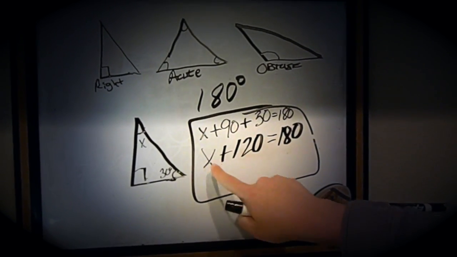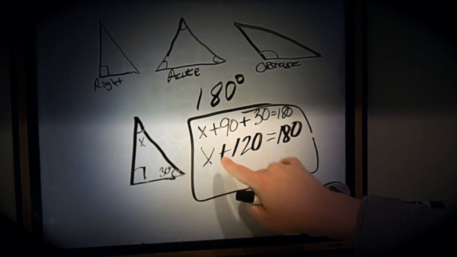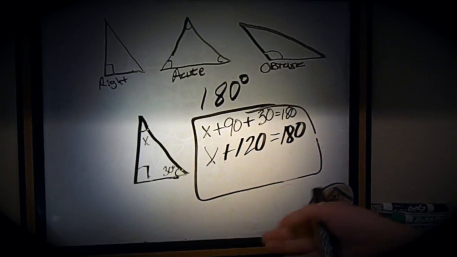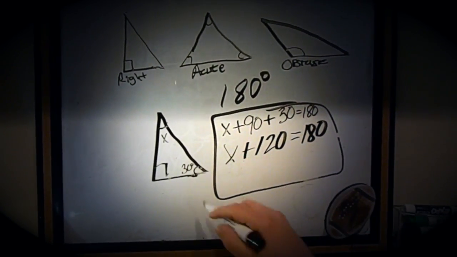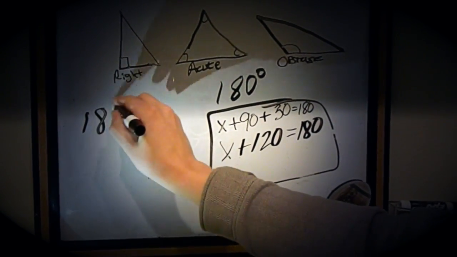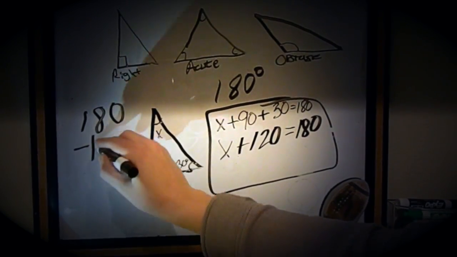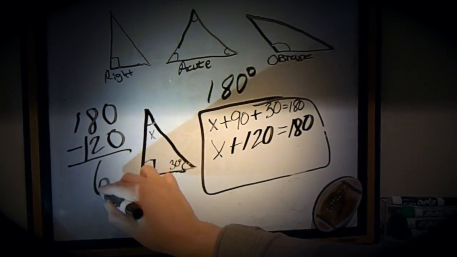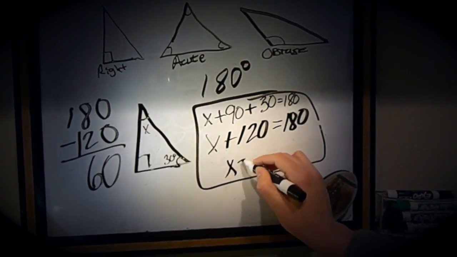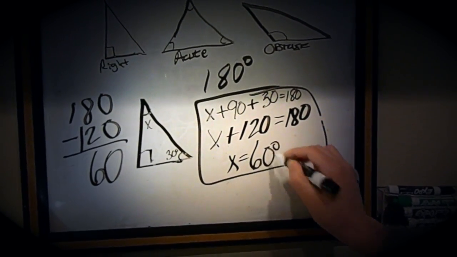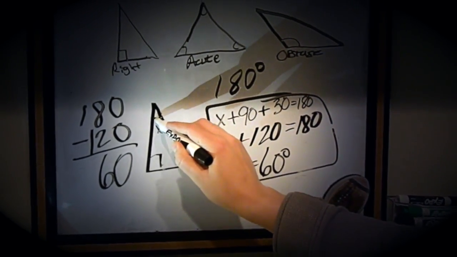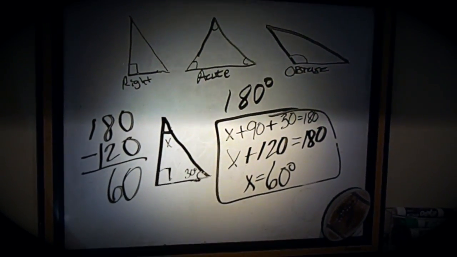Now remember, this is algebra. When you see letters and numbers at the same time, you know that means you do everything backwards, opposite. I'm seeing plus, but really that means I need to come over here and subtract the two numbers to get my answer. X equals 60 degrees. So that little acute angle from earlier equals 60 degrees.